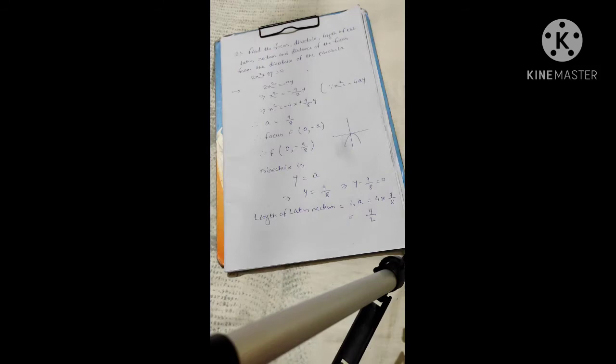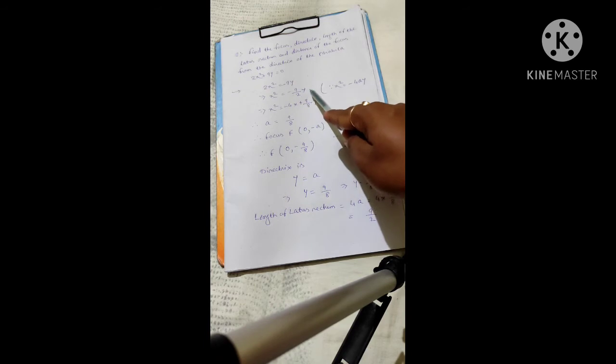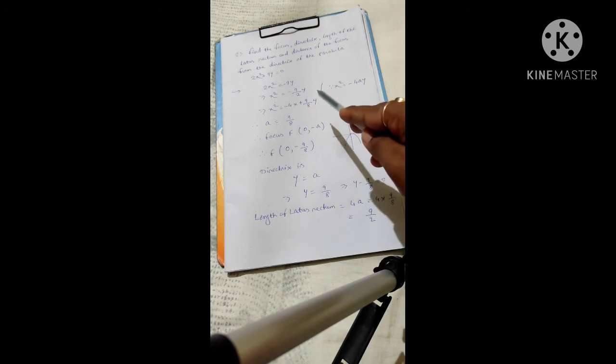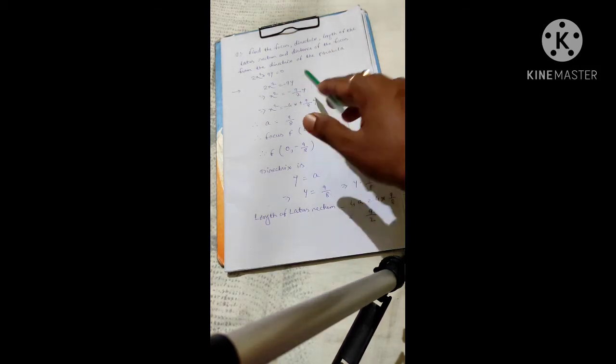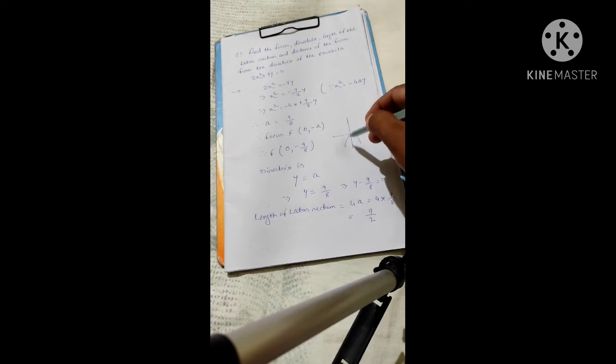Let's see another sum. Find the focus, directrix, length of the latus rectum, and distance of the focus from the directrix of the parabola. Here the parabola is given as 2x square plus 9y equal to 0. If we simplify it, we will get x square equal to minus 9 by 2 y. Since it is x square, we can understand that this parabola is formed on the y-axis. Because I already told you, if the parabola is formed on the y-axis, we have to write x square, and if the parabola is formed on the x-axis, we have to write y square. Now here it is negative, so the parabola opens in the downward direction, that is, the negative direction.